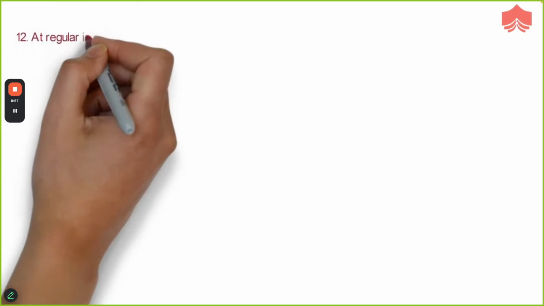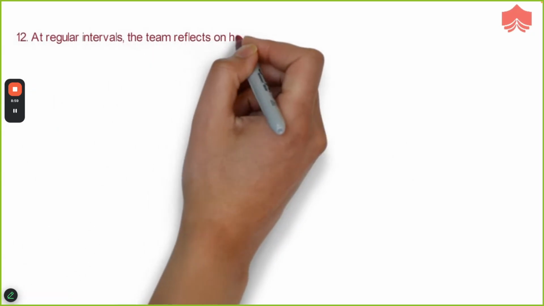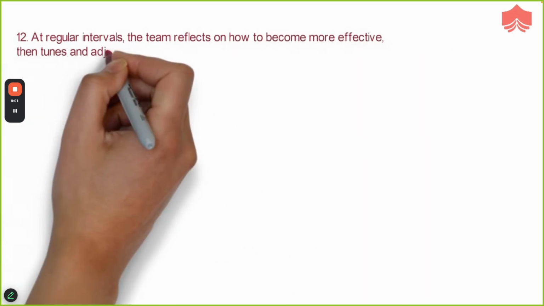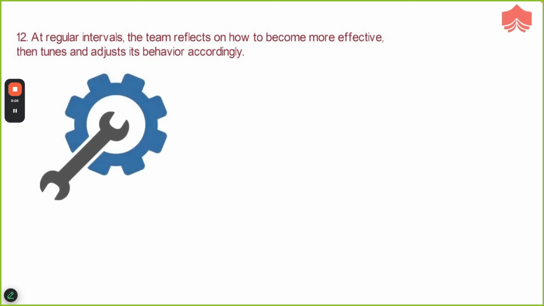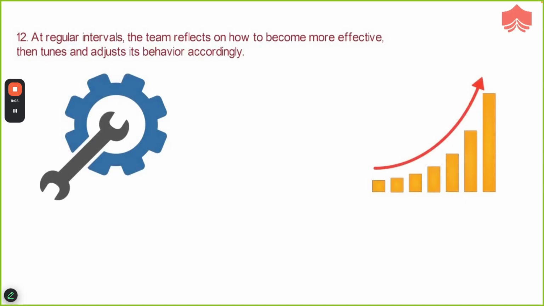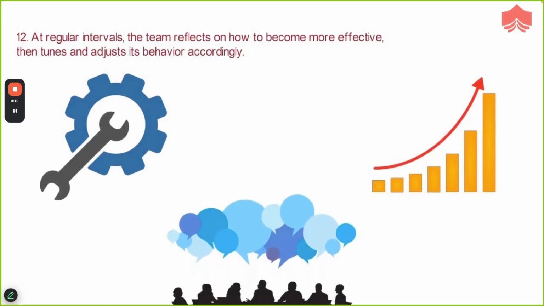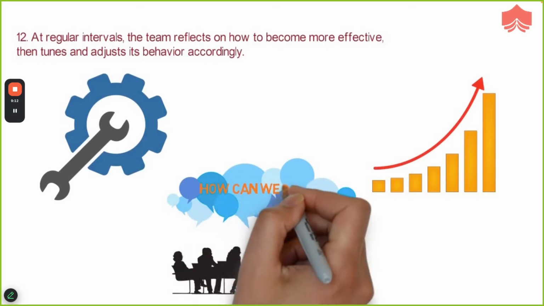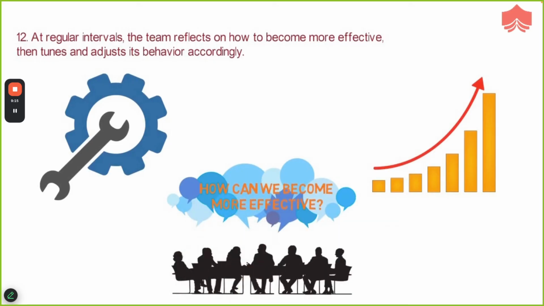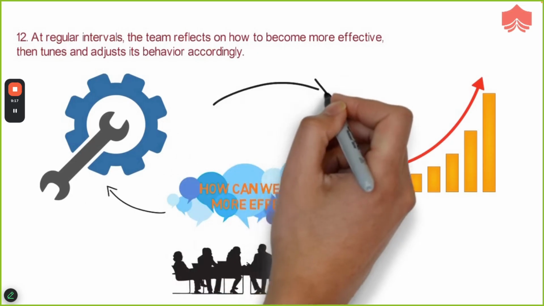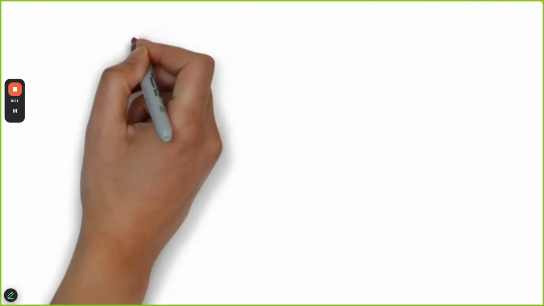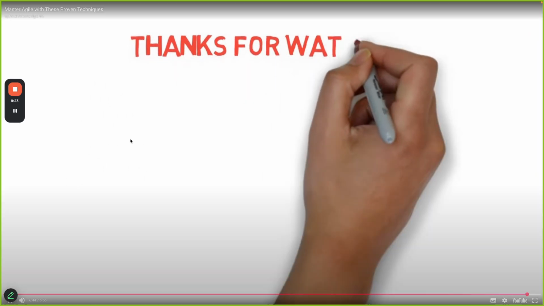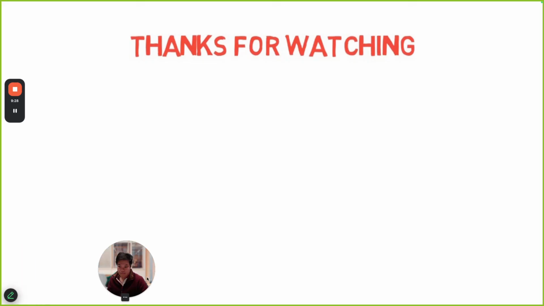The 12th principle: at regular intervals, the team reflects on how to become more effective, then tunes and adjusts its behavior accordingly. Agile encourages continuous improvement and productivity. When a team reflects on how to become more effective and adjusts its behavior accordingly at regular intervals, it brings continuous improvement in itself and increases its productivity. So these were the 12 principles of Agile. We hope this video helped you in taking your knowledge in Agile further.